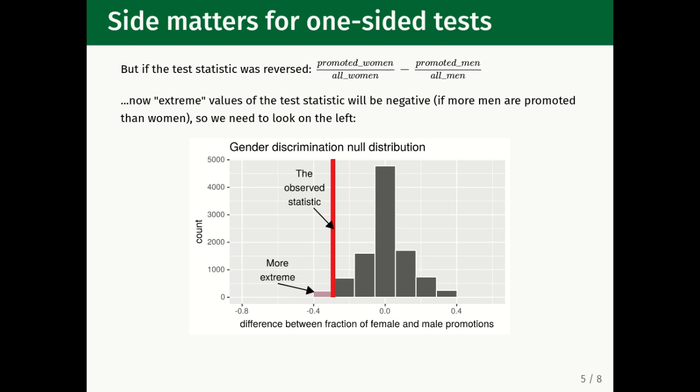Now, I have been calling all of these tests one-sided tests. Why? Hopefully you can see why from these pictures. We are calculating the p-value from only one side of the null distribution. We are ignoring the extreme values on the other side of the null distribution. Because our alternative hypothesis says that men are more likely to be promoted than women, we ignore those extreme values of the null distribution where, due to random variation, more women were promoted.